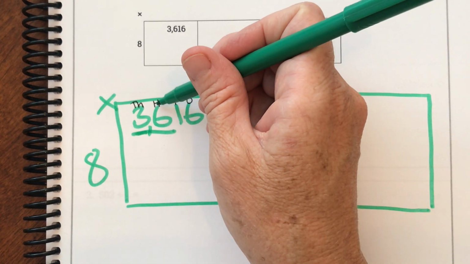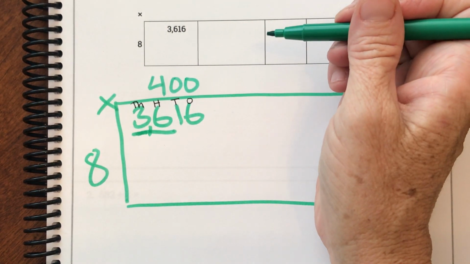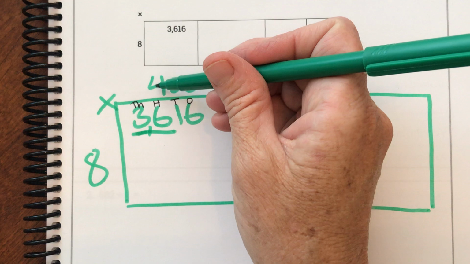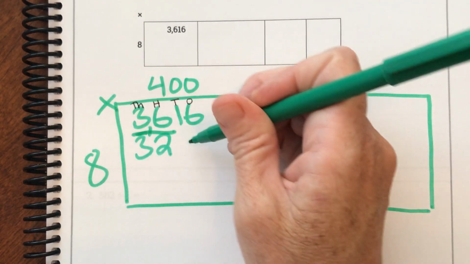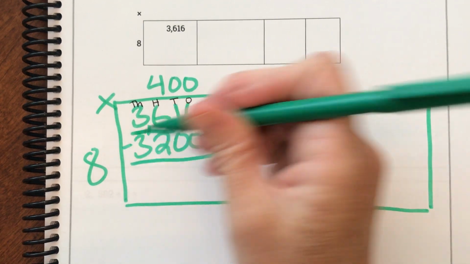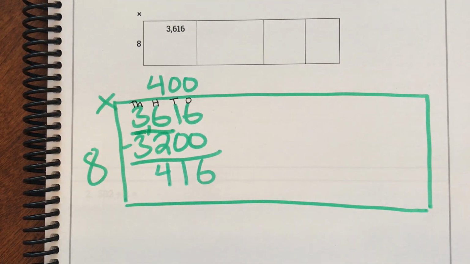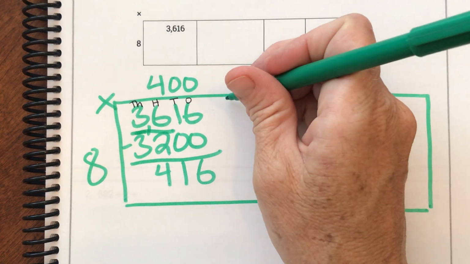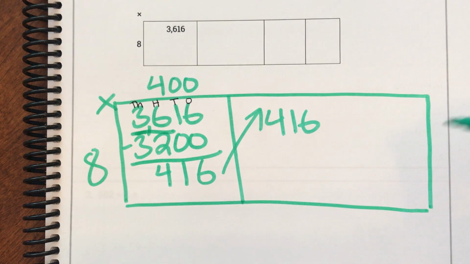But where are we at? We're in the hundreds column. So it's not 4, it's 400. Okay, so 400 times 8, well, 4 times 8 is 32, and then 2 zeros. So we have 416 left. Okay, so we're going to bring that up here and we're going to start over.